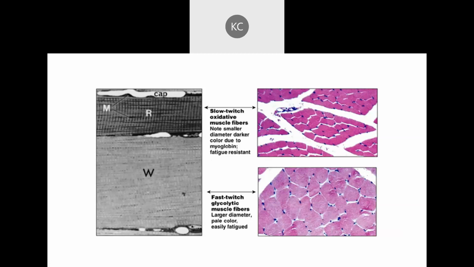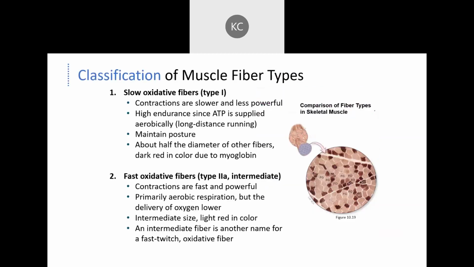Now, for both of these, slow twitch or oxidative and fast twitch glycolytic, there are different types, all right? So we'll look at these. For our oxidative, we have two different types here, right? There's one called slow oxidative and one called fast oxidative, right? They're also called type 1 and type 2A.